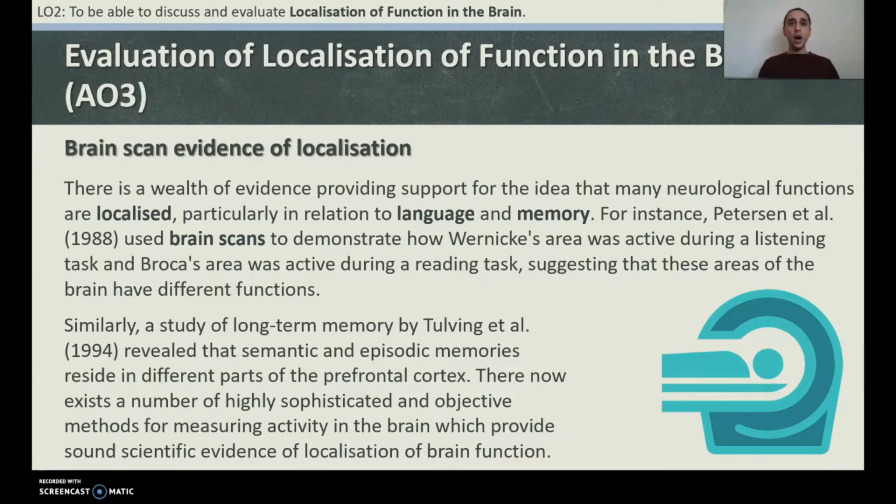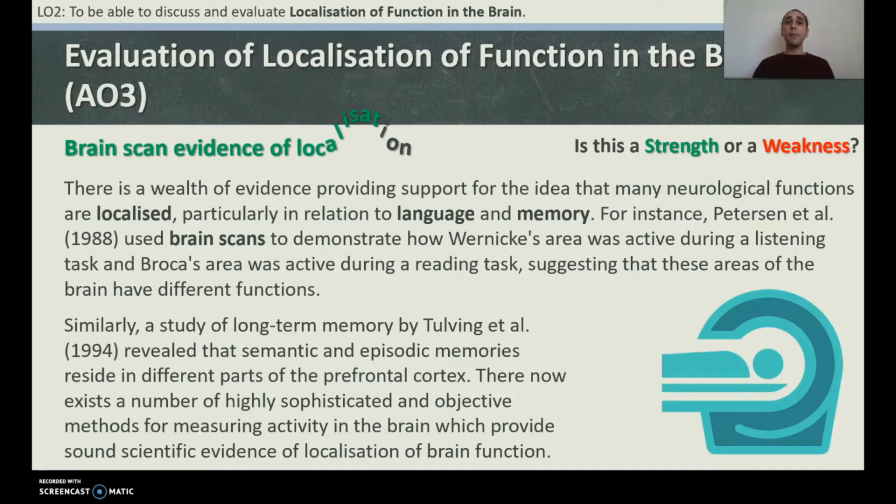Similarly, a study of long-term memory by Tulving et al. revealed that semantic and episodic memories reside in different parts of the prefrontal cortex. There now exist a number of highly sophisticated and objective methods for measuring activities in the brain, which provide sound scientific evidence for localization of brain function. Now, is this a strength or is this a weakness?